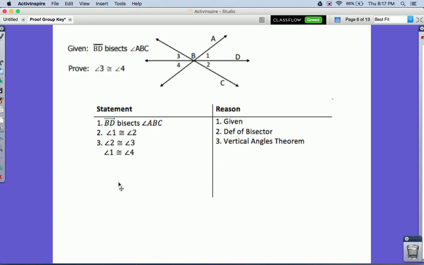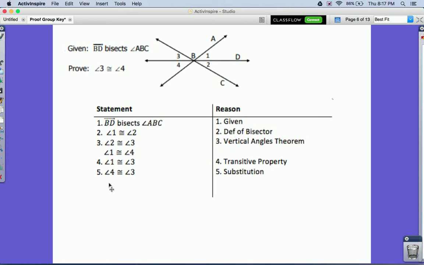So after that, we can say, okay, if 1 is congruent to 2 and 2 is congruent to 3, then we can say that 1 is congruent to 3 by the transitive property. Once we have that 1 is congruent to 3, we want to get that 3 is congruent to 4. We've already said that 1 is congruent to 4, so we can substitute 1 out and put 4 in, and we get that angle 4 is congruent to angle 3 by substitution.